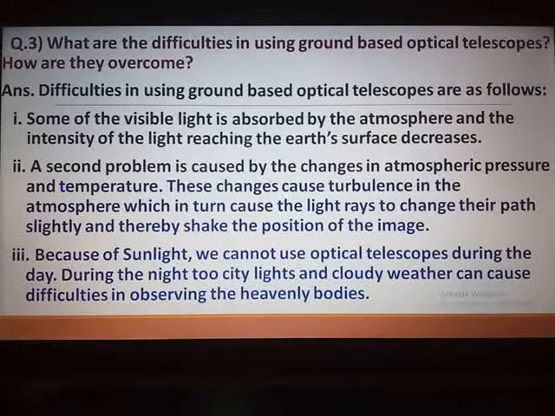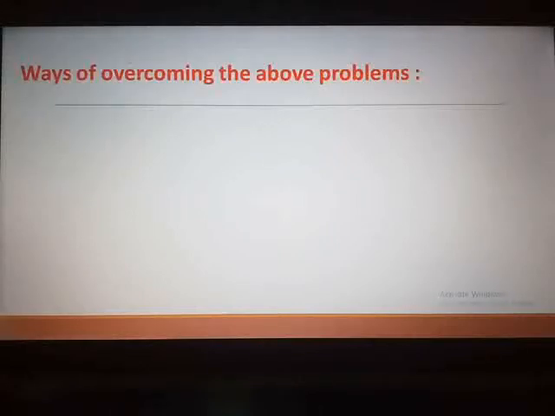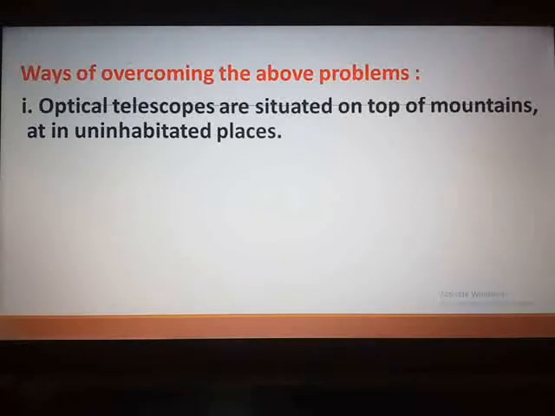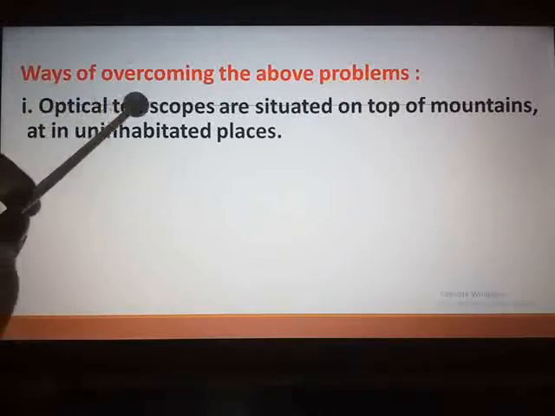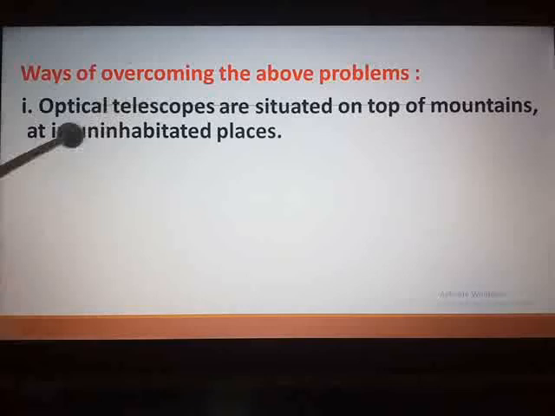Now how are they overcome? To mark these points, move ahead with the marking. So the first way of overcoming the problem is in the fifth last line of the paragraph. You have one paragraph on page number 213, the very first paragraph, fifth last line. First way is optical telescopes are situated on top of mountains in uninhabited places.